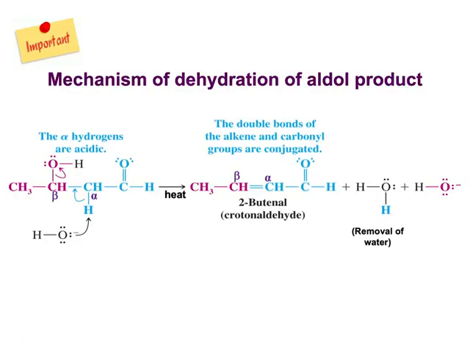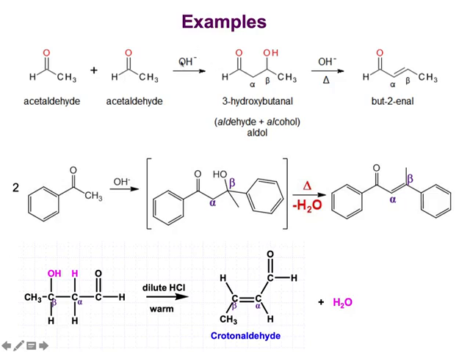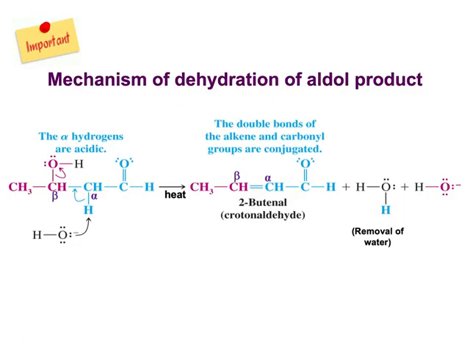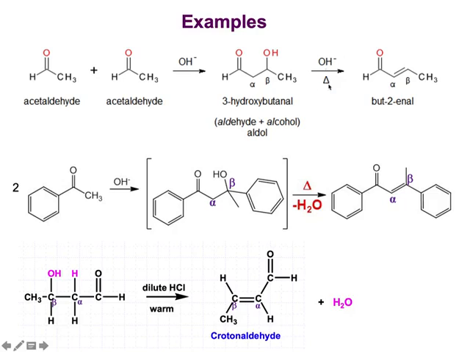Now look at the mechanism of dehydration of the aldol product. This is the general mechanism for dehydration; previously we covered the mechanism for the aldol reaction. Here we have the alpha carbon, and the C double bond O, which is the carbonyl. Next to the carbonyl is the alpha carbon, and next to the alpha carbon is the beta carbon. We have a base here and the condition is heat.